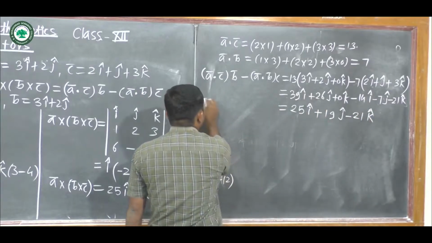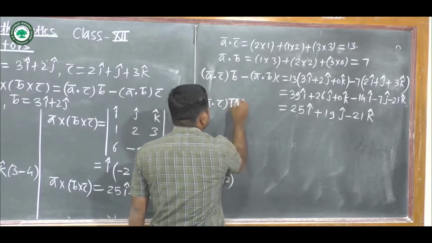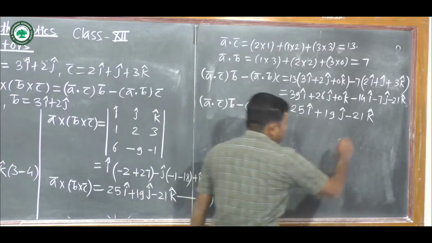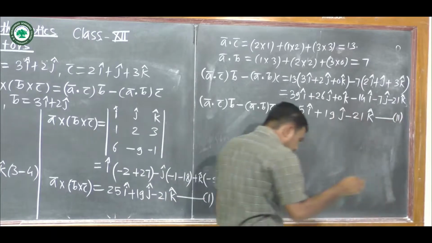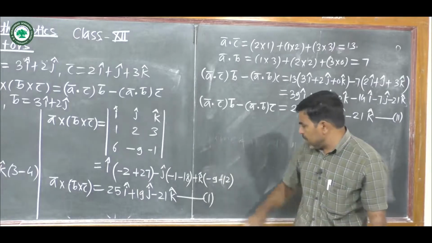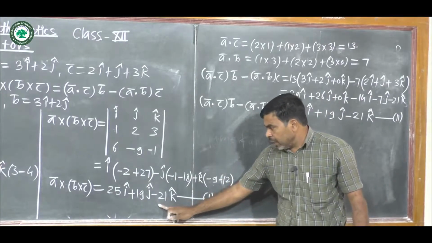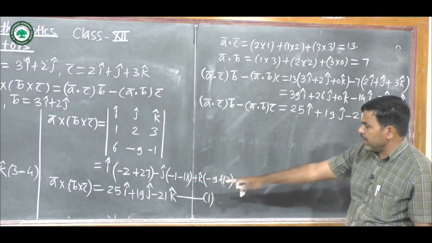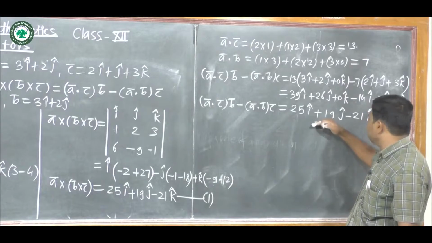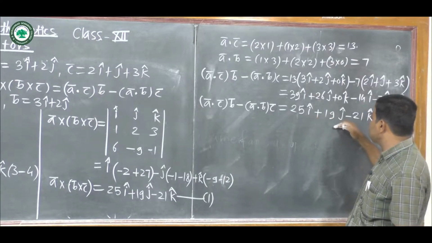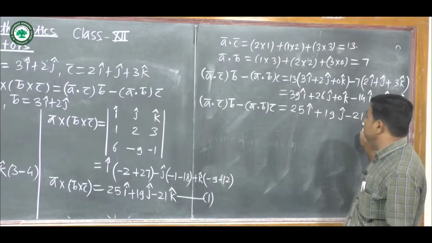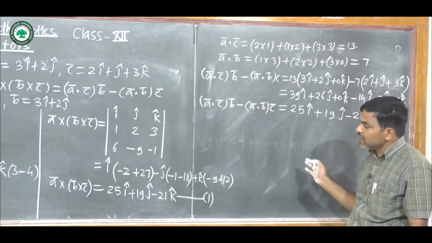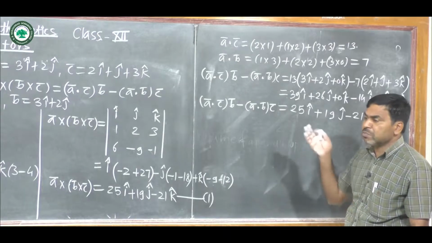What is this? A bar dot c bar into vector b minus a bar dot b bar into vector c. Give this equation number 2 and observe equations 1 and 2. See, equation 1 is here. The right hand side of equation 1 is 25 i cap plus 19 j cap minus 21 k cap, and the right hand side of equation 2 is also 25 i cap plus 19 j cap minus 21 k cap. It means that from equations 1 and 2 their right hand sides are equal. It means left hand sides must be equal.